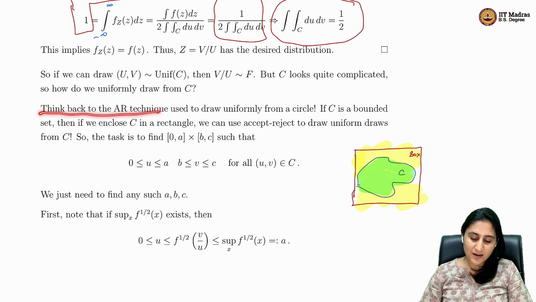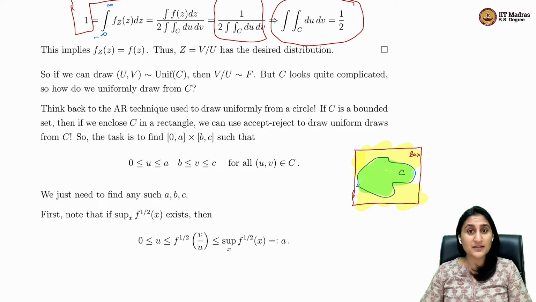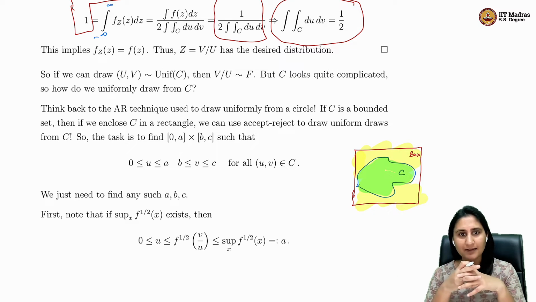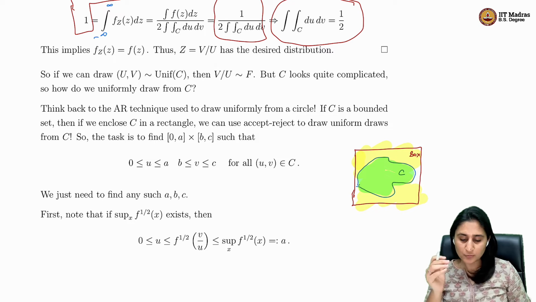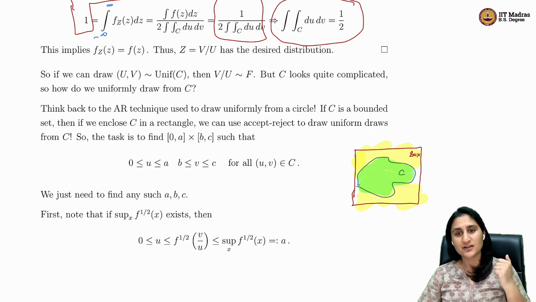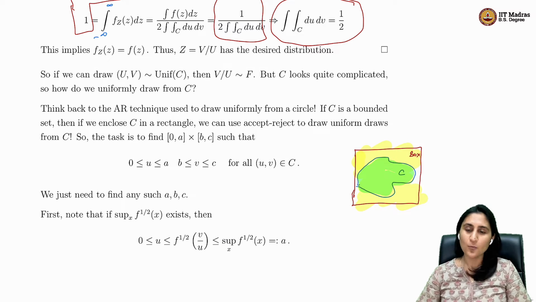So that's our answer. How do we sample? We think back to the AR technique we used to draw uniformly from a circle. If C is a bounded set, then we can enclose it in a rectangle. So that's the beginning part. If it's not a bounded set, we can't enclose it in a rectangle. So once we enclose it in a rectangle, we can use accept-reject. Now the question is, what is the rectangle?